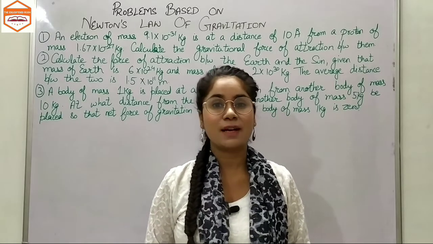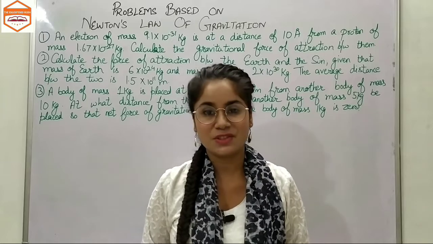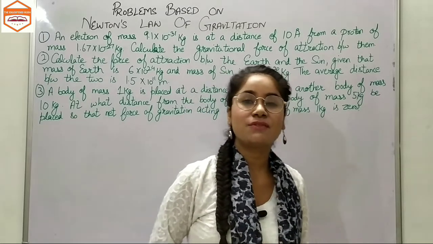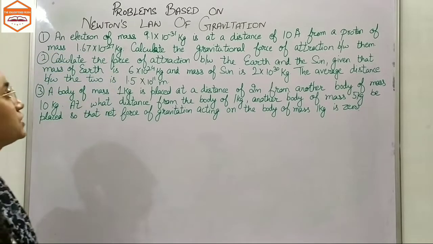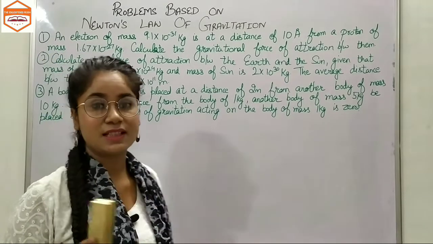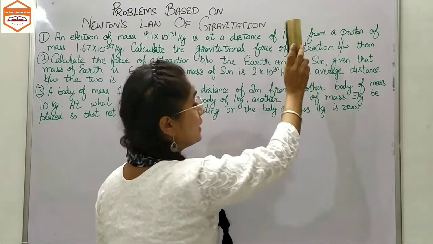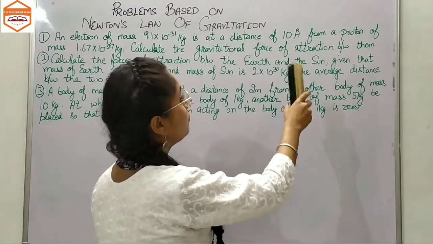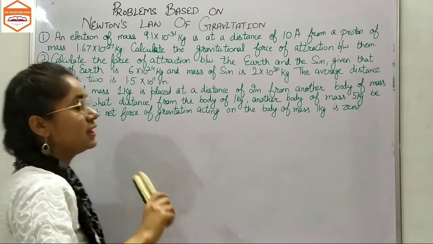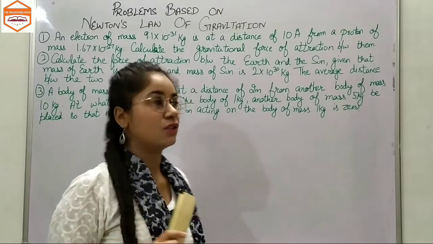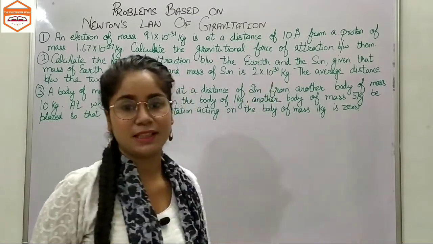We are here with part 2 of the series, Problems based on Newton's law of gravitation. So let's get started with our first problem, in which they have asked: an electron of mass 9.1 × 10^-31 kilogram is at a distance of 10 angstrom from a proton of mass 1.67 × 10^-27 kilogram. We have to calculate the gravitational force of attraction between them.